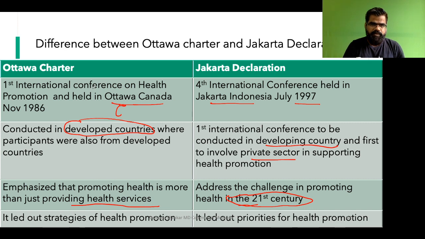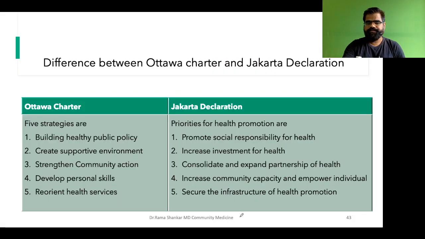So the Ottawa Charter gave you strategies. Now, what could be the strategies? Enable, mediate, advocate. But Jakarta gives you the priorities for health promotion. Priorities, when I say social responsibility, investment in health, capacity building of community. So these are important things. These are the priorities which have to be done. So this is the difference between the Ottawa Charter and the Jakarta Declaration. Okay, we are done with this.